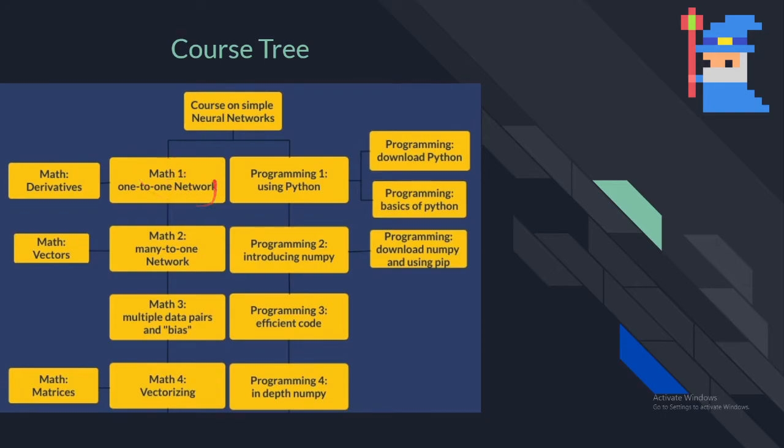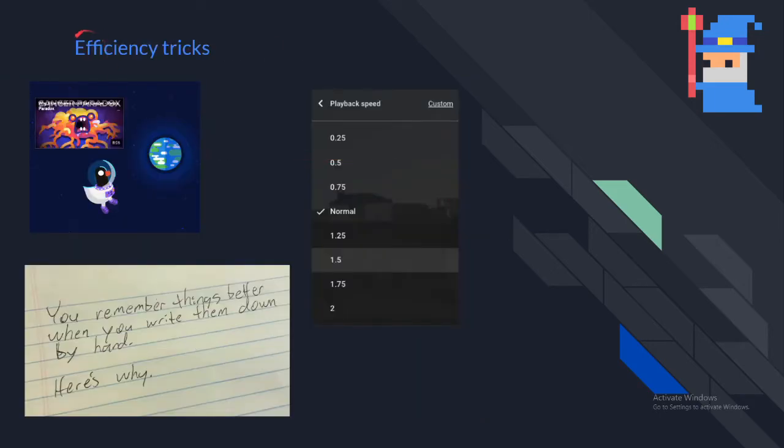So what you want to do is go to math 1, programming 1, math 2, programming 2, right after you watch this video. Now efficiency tricks are really important. As I said, I'm going to link videos in the info card. I want to do the picture-in-picture thing, but YouTube doesn't like it for some reason. I don't know why. I would have done the picture-in-picture thing, but you can't do it in the middle of the video. You can only do it at the end. So I'm just going to put info cards.